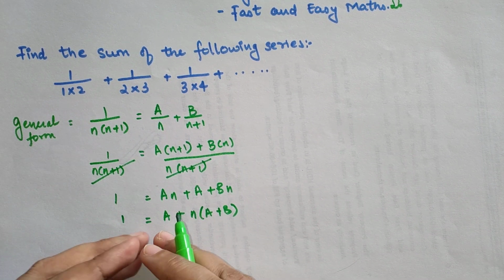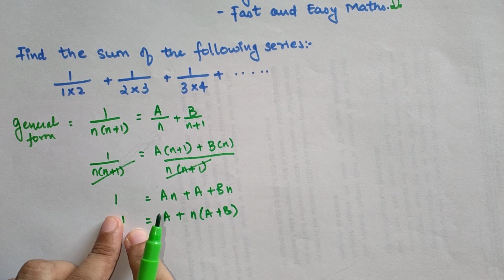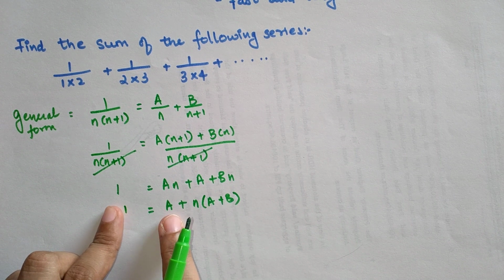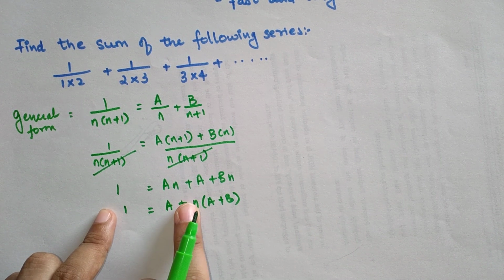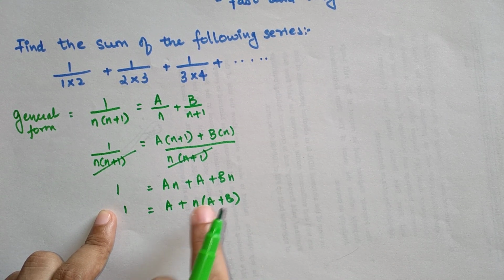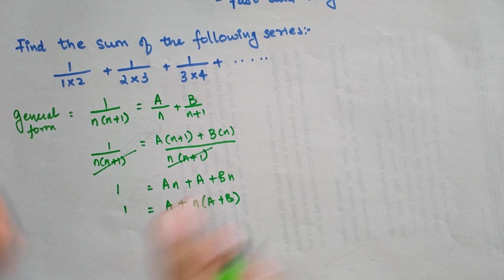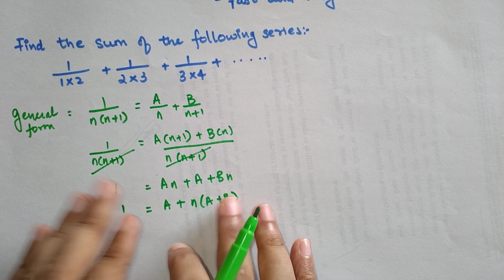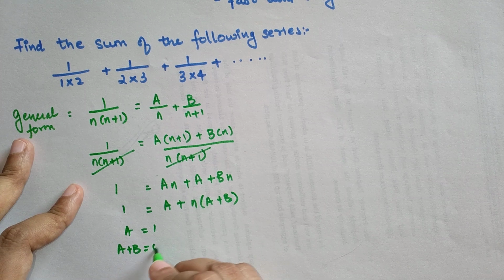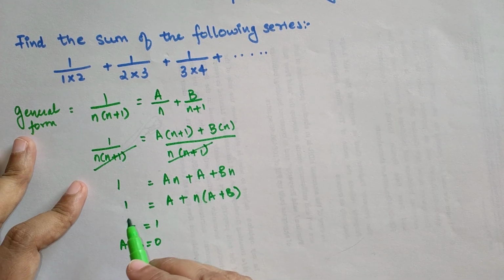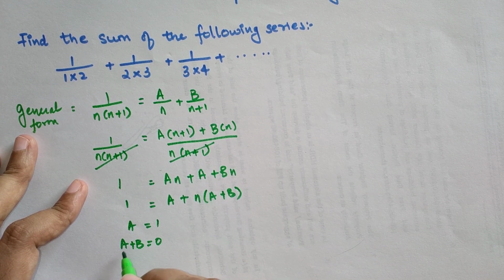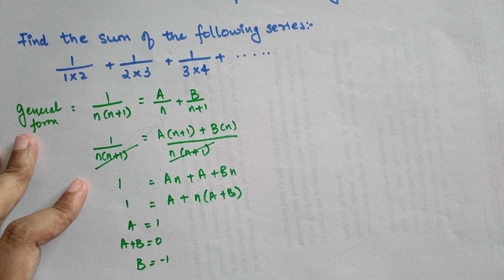Now, if you look on either side of the equation, you just have 1 over here on your LHS. But on your RHS, you have two terms. Over here, we can say that A is equal to 1. Why? Because A does not have any other variable associated with it, and this particular term has a multiplication of n. Here on this side of the equation, we do not have any term associated with n. So I can directly say that A is equal to 1 and A plus B equals 0, because there is no n term on this side of the equation. Now, using A is equal to 1 and putting it over here, I can directly say that B is equal to minus 1.